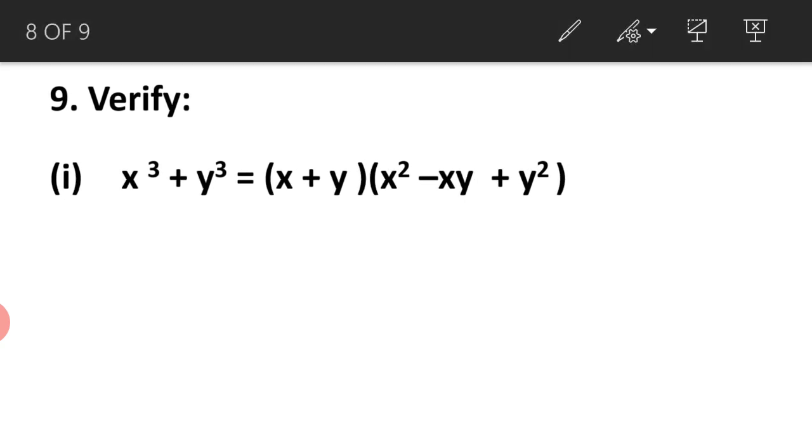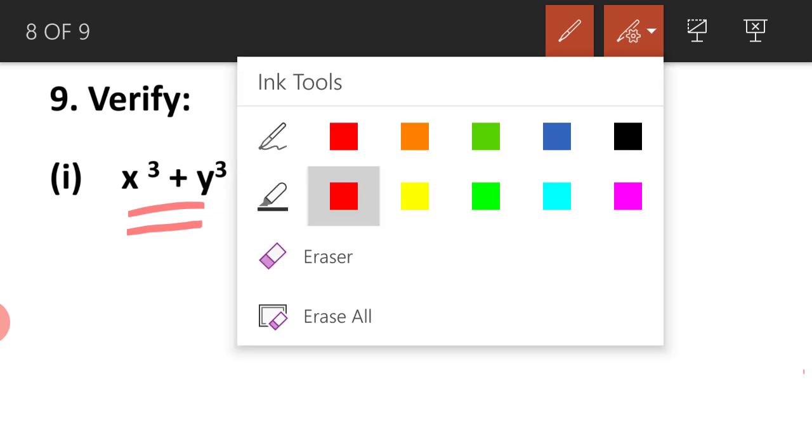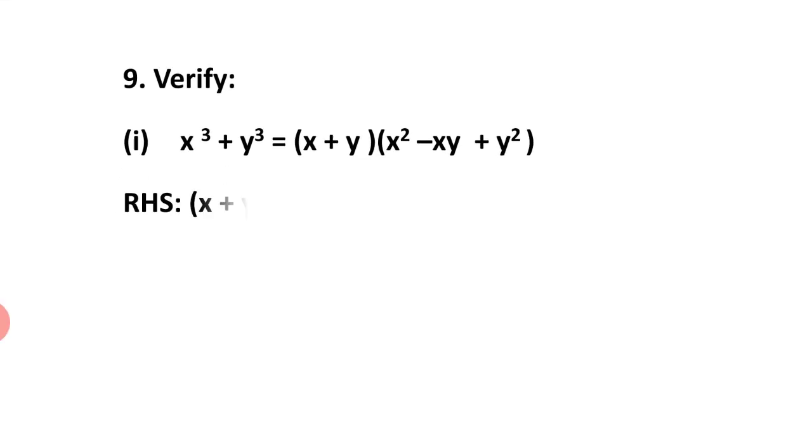If you observe, on the left hand side we can't do much there because it is the sum of cubes of two numbers, but RHS can be simplified by multiplying. Is it okay? So we will keep LHS as it is and we will go for simplifying RHS. So we write RHS, we open the bracket.